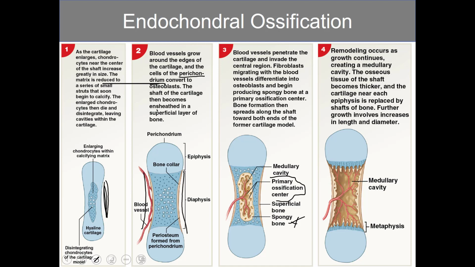In step 4, we get remodeling. Remodeling occurs as growth continues, and that remodeling is going to create a medullary cavity, or a bone marrow cavity. The osseous tissue of the diaphyseal shafts becomes thicker, and the cartilage near the epiphyses is slowly replaced by the shafts of bone. That's going to involve further growth in both the length and diameter of the bone.